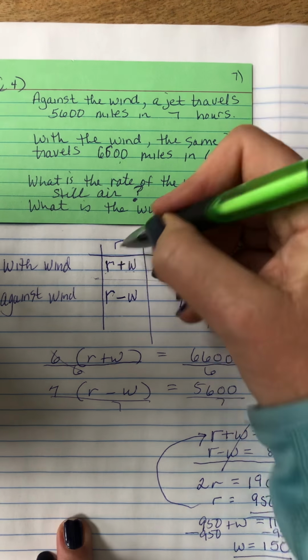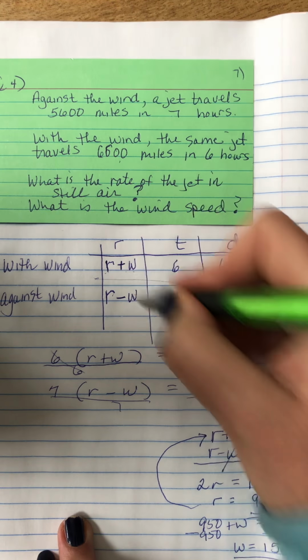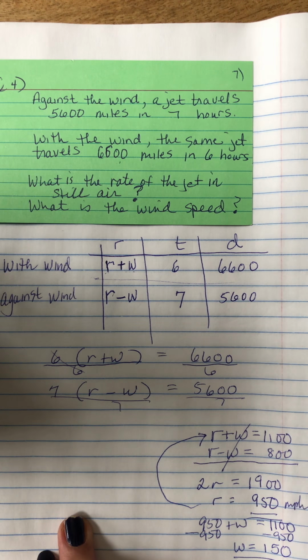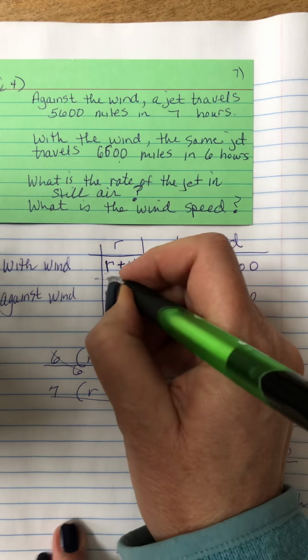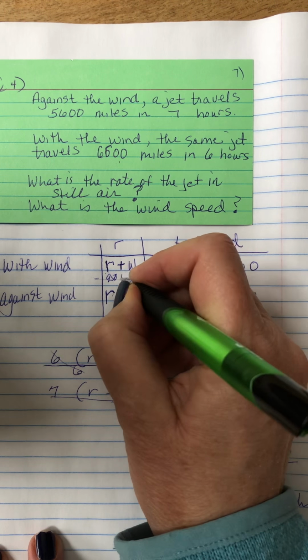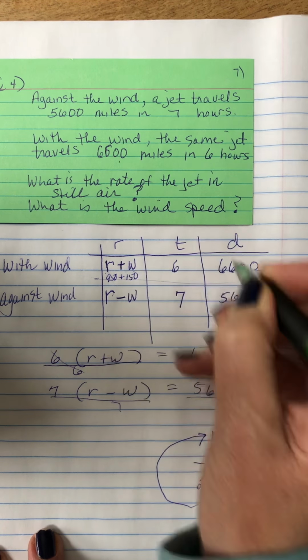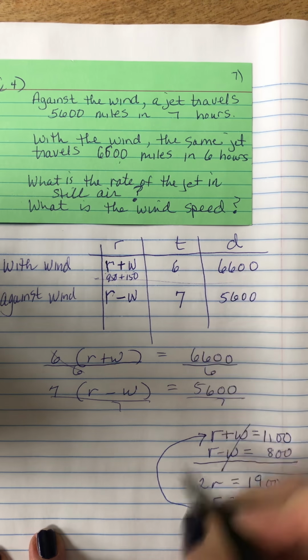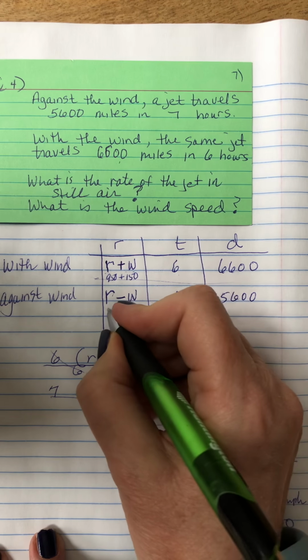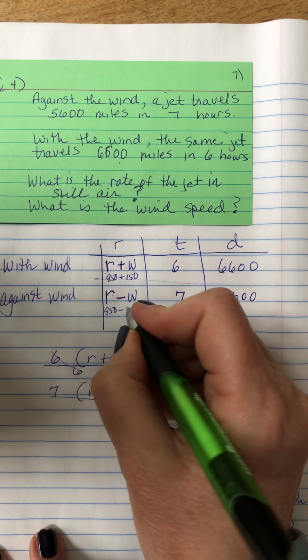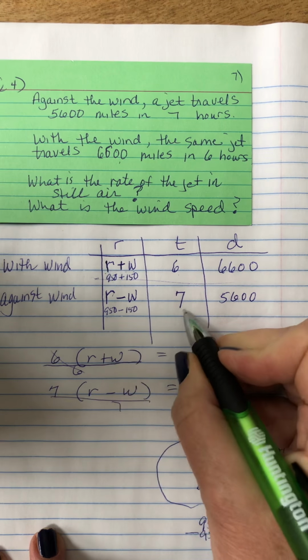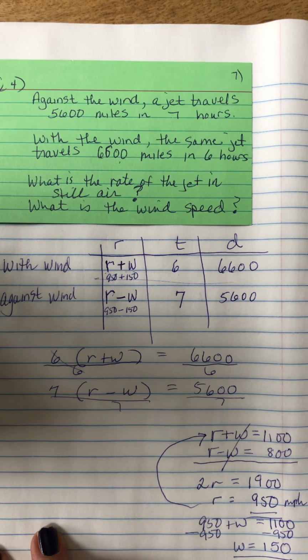Now you can check that by plugging in here. R is 950 plus 150 times 6 should equal 6,600. 950 minus 150 times 7 should equal 5,600.